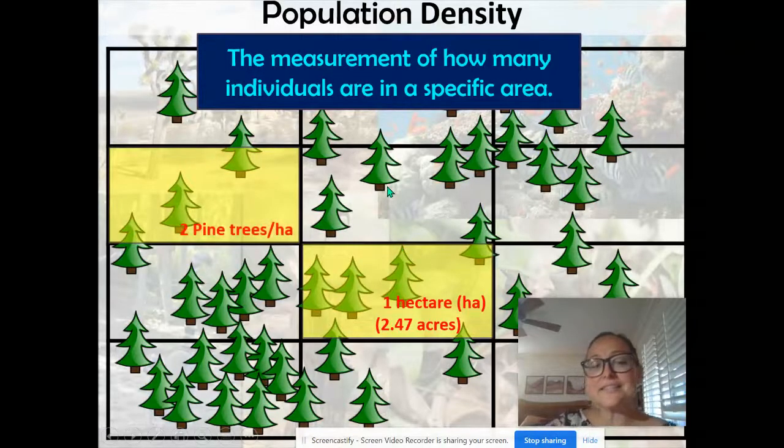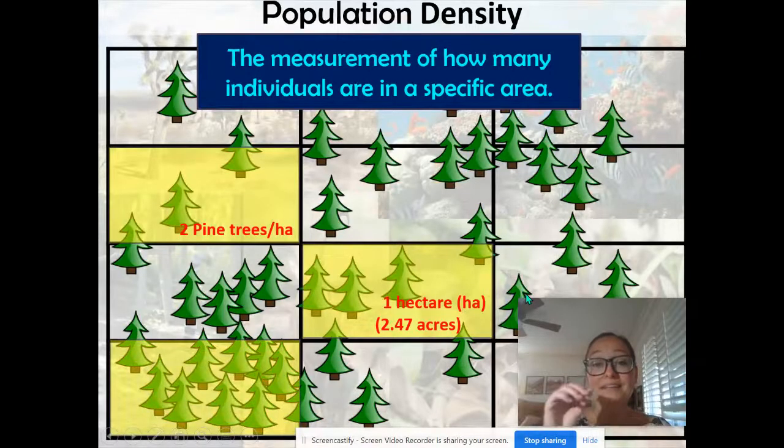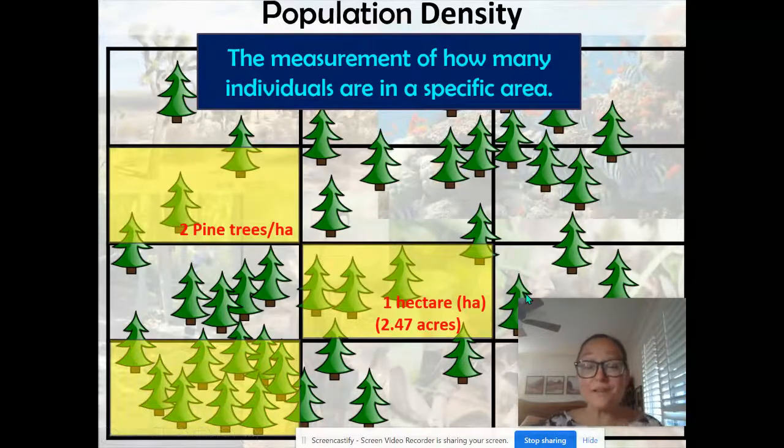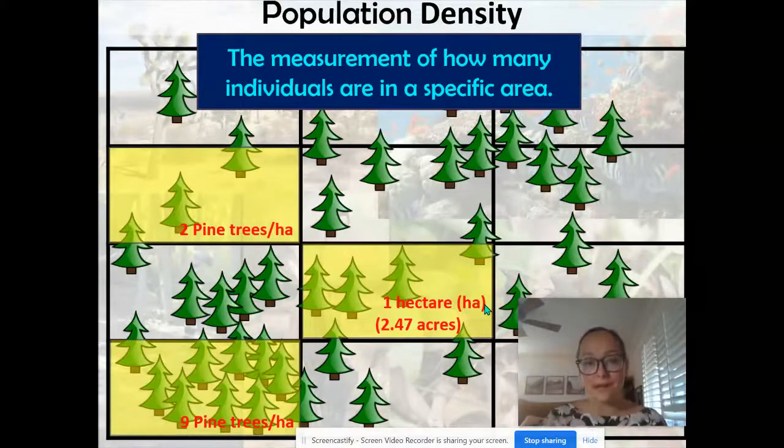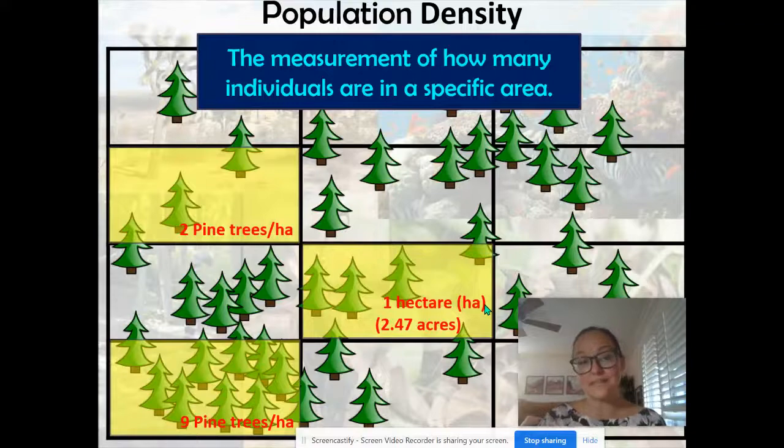So you would take the number of individuals divided by the area. And here, these different samples that I'm taking have actual different population densities. This top left one is 2 pine trees per hectare, where the bottom one is being calculated as 9 pine trees per hectare. So it's pretty important when trying to calculate population density, you take multiple samples and then find the average to have a more accurate representation of population density.